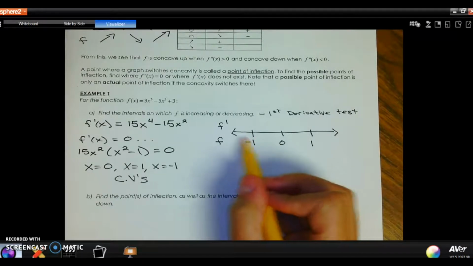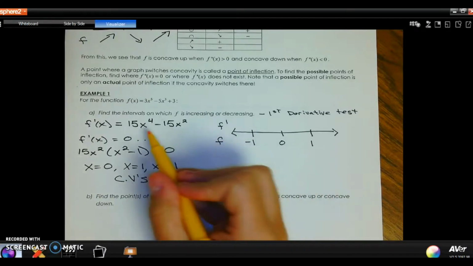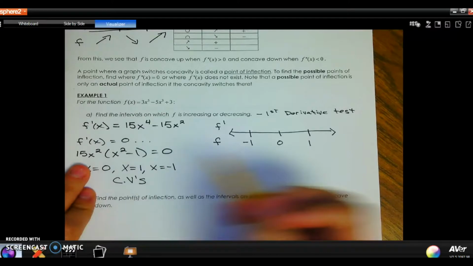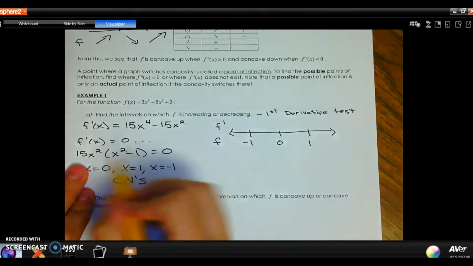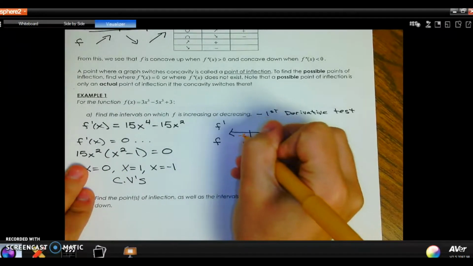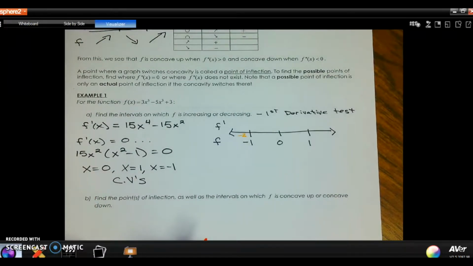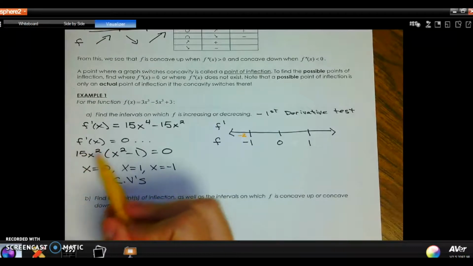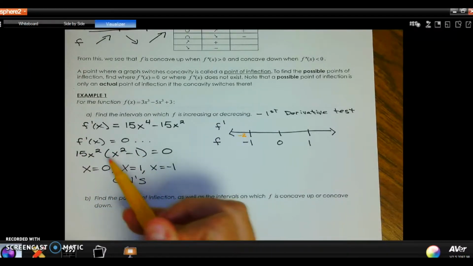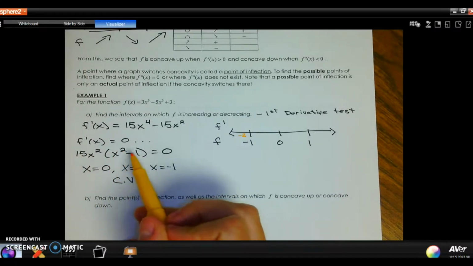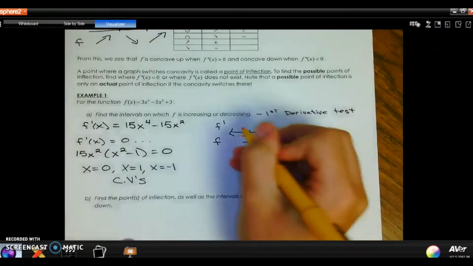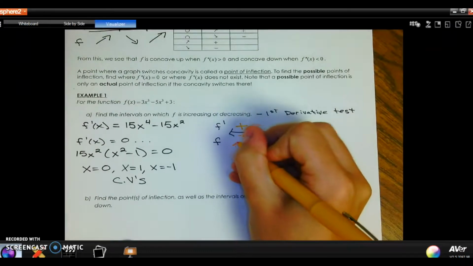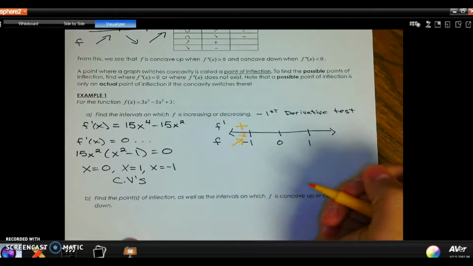Say you plugged in a number to the left of negative 1 into the derivative. You can plug into either form, but I think plugging into the factored form is probably easier. If I plug in a negative 2, I'll write a little negative 2 there as a note of what I plugged in. Negative 2 squared gives a positive, and negative 2 squared is 4, minus 1 is positive, so a positive times a positive is a positive. What does that tell me? It tells me the original function is increasing.